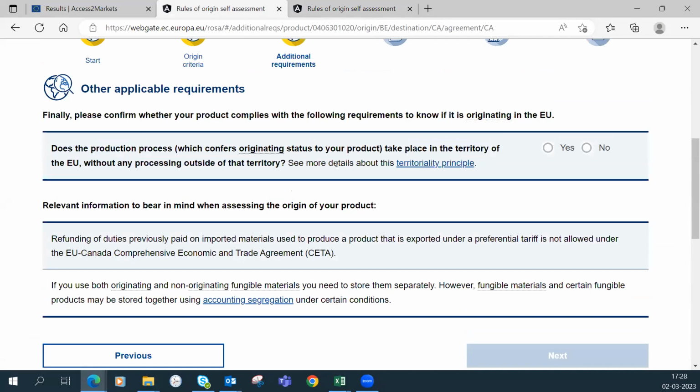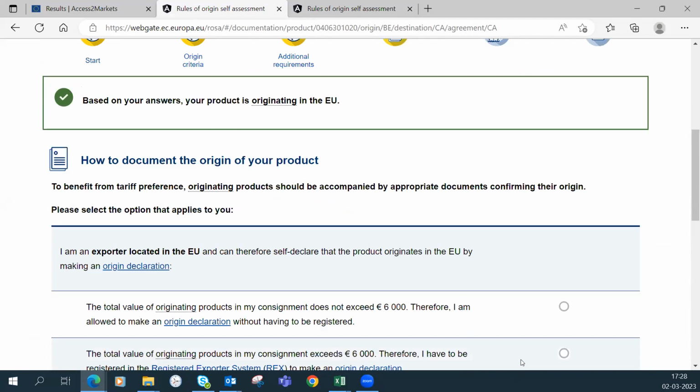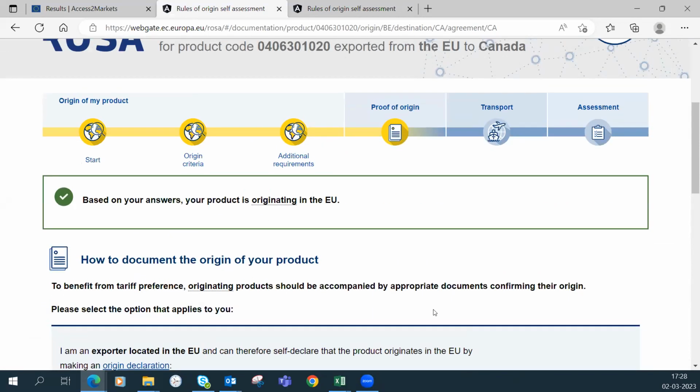The machine asks you whether the production process that confers the origin took place in the territory of the party. Yes, it was done in the EU, no problem. So I reply yes. And based on this answer, the machine tells you that your product is originating. So you see that in 2 clicks, I can assess if my product is originating, and I don't need to follow thousands of hours of training about rules of origin. I know already that the product is originating.